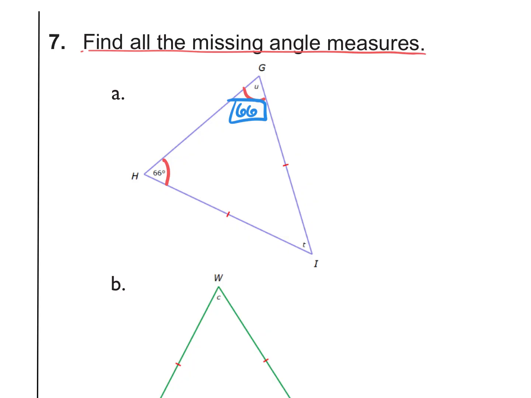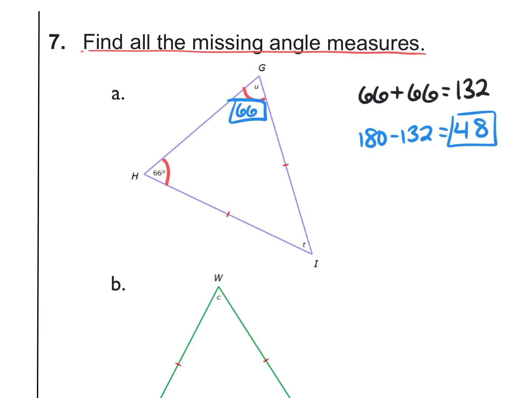How do I find this third one? Add those two up and subtract. Yep, if I know 2 angles, I can find the third, so I'm going to add the 2 that I know. I get 132, and then how do I find the last one? 180 minus 132 is 48. Yep. So making sure you find all the missing angles that you do not know for this number 7.